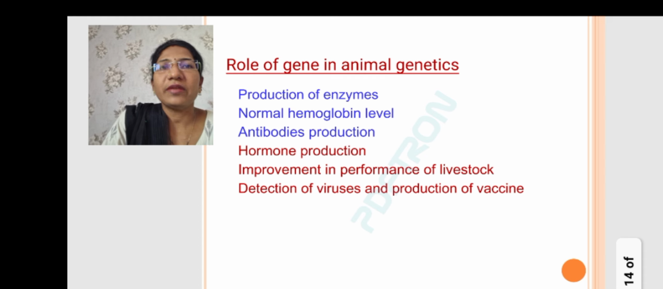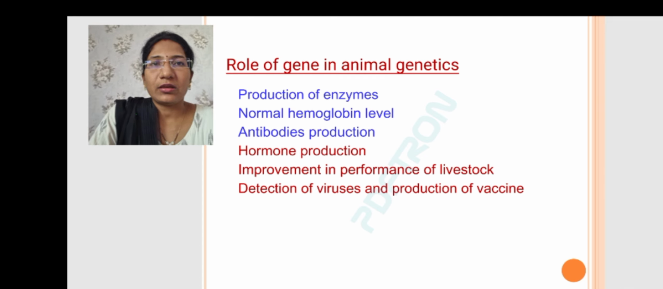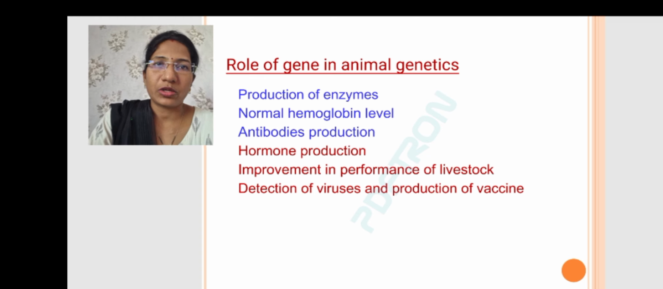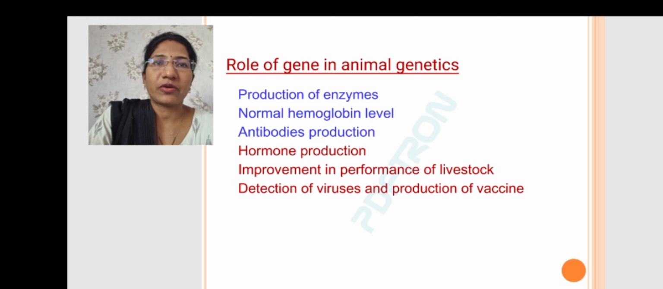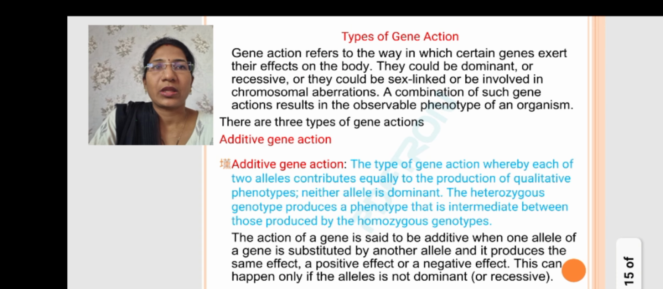Okay. Then which are the different roles of a gene in animal genetics? So in animal genetics, genes play an important role in the production of enzymes, normal hemoglobin level, then antibody production, then hormone production, as well as improvement in the performance of livestock, as well as detection of various viruses and production of vaccines. So this is one part of gene and gene functions, their mechanism and their role.